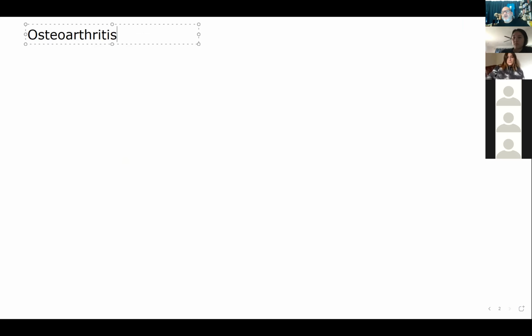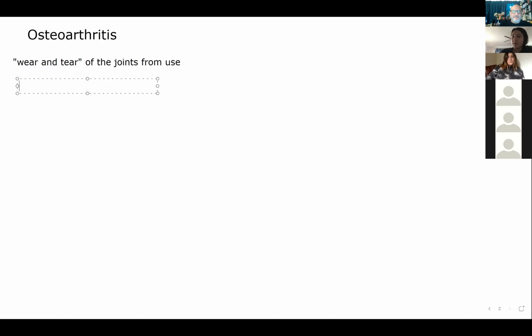Osteoarthritis is kind of what we've already been talking about. This is pretty much the wear and tear of the joints from use. All right. So with osteoarthritis, which joints are typically impacted? The hip. The wrist. The knees. Perfect. That's excellent.